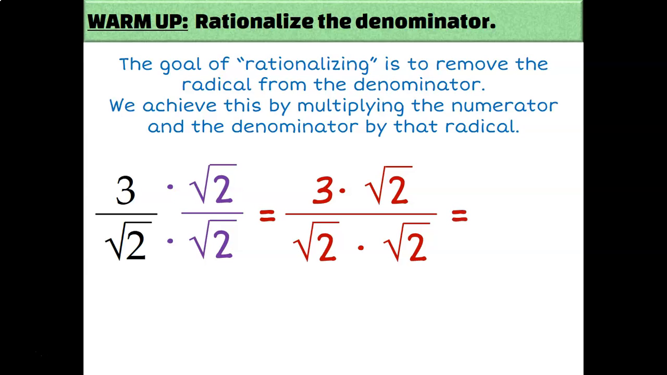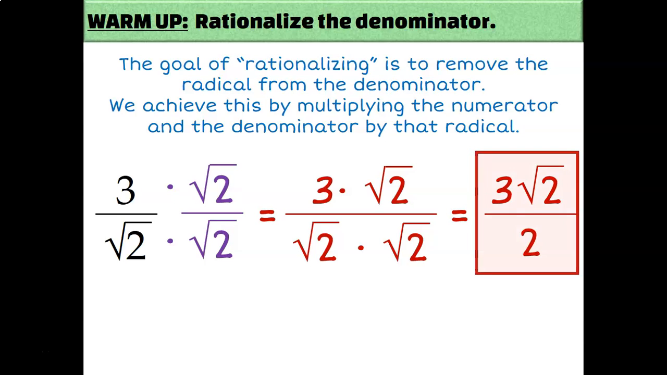So on the bottom of this fraction, I would have 2, but on the top, I can't do anything to 3 times square root 2. Those aren't like terms, so I just leave it as 3 root 2. And on the bottom, I have 2. So this is the rationalized version of the question that we were given.